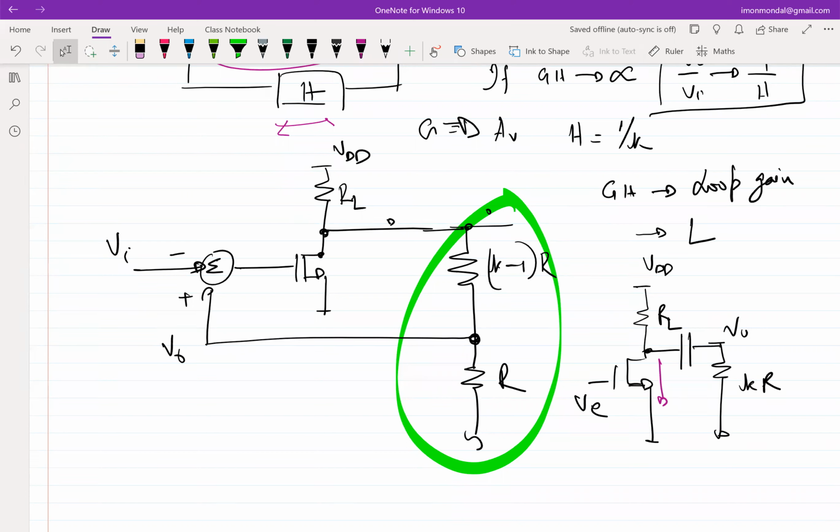Yeah, we don't want KR to load incrementally as well as quiescent. You are right. Yes. So that we can actually easily do, because as long as we make sure KR is much larger than RL, we are good. Right? So that is something that a designer has to take care of. Okay, fine.